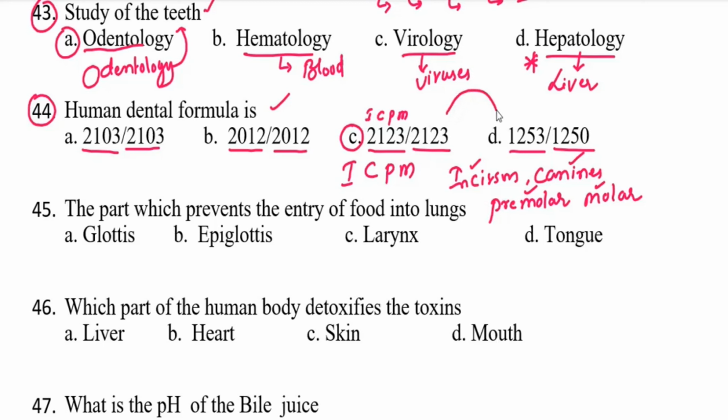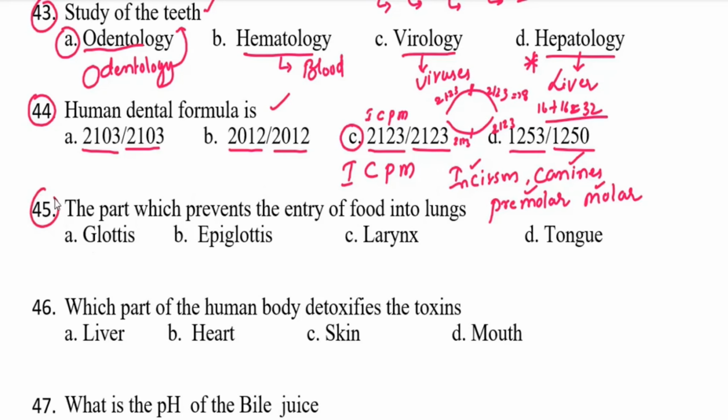If you draw our mouth, from here to here it is 2 1 2 3, and again here also 2 1 2 3, and the same in every quadrant. That is 8 plus 8, 16 in the upper jaw, and similarly 16 in the lower jaw. Totally 16 plus 16, 32 teeth are present in our mouth. Hope you are clear.